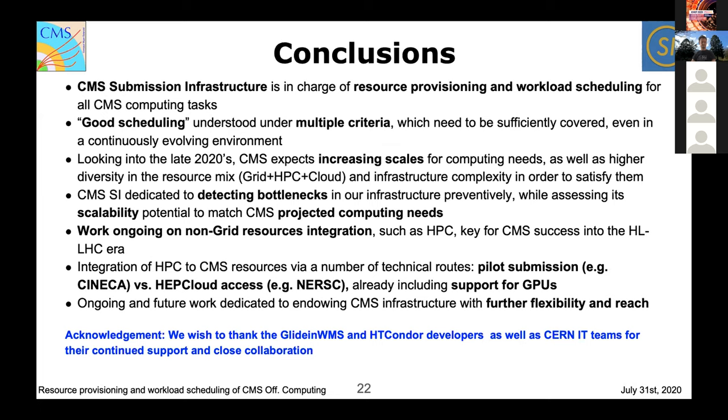CMS has been growing in resources and expects increasing scales onwards, looking to the future, and a more complex mix of resources. So we need to be prepared to access different resources off the grid and to be able to use them, like I mentioned, these GPUs. We are always working hard to detect potential bottlenecks in the infrastructure and to assess the scalability of our tools. So we work on the integration of non-grid resources, especially HPCs, and in particular sites such as the Barcelona Supercomputing Center, which is a hard environment. And we are integrating many of these resources already.